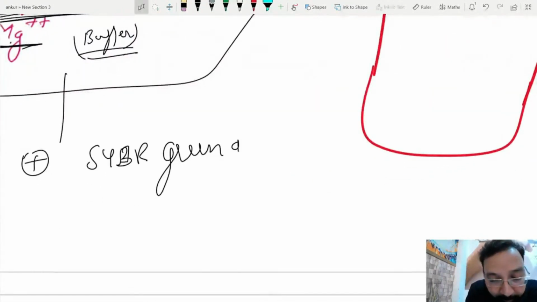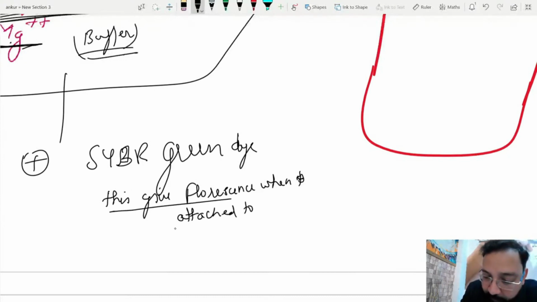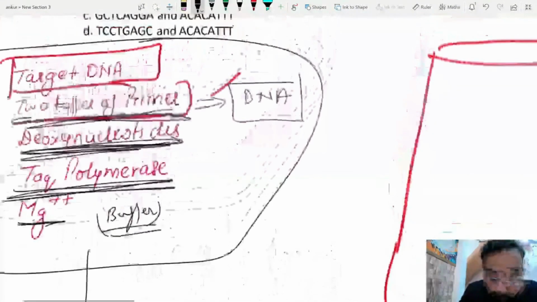SYBR, cyber green dye. This gives fluorescence when attached to double stranded DNA. Cyber green dye doesn't give fluorescence, but it gives fluorescence only when attached to double stranded DNA. Okay, I leave this discussion.